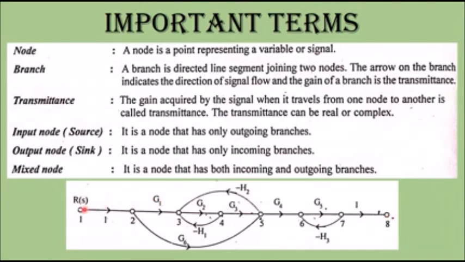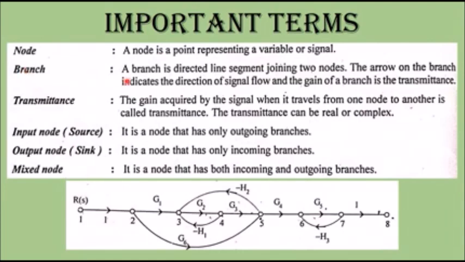You can see we have 1, 2, 3, 4, 5, 6, 7, 8, a total of 8 nodes, each node having some signal, right? What is the signal of the first node? The first node is R of S, which is nothing but 1, and this one is traveling in this path to reach node 2 with a gain of 1, right? We'll study all these things when we do the sum problem.